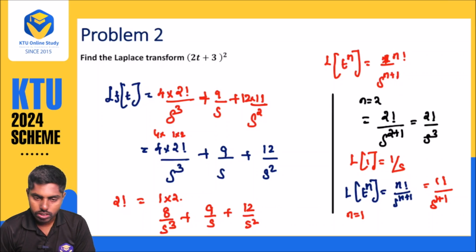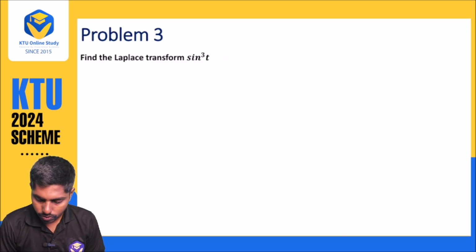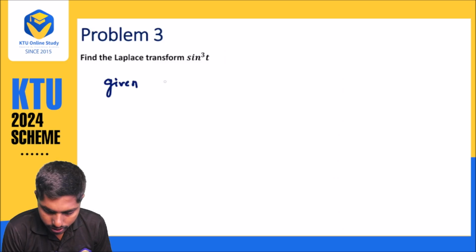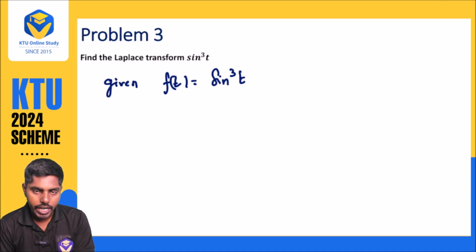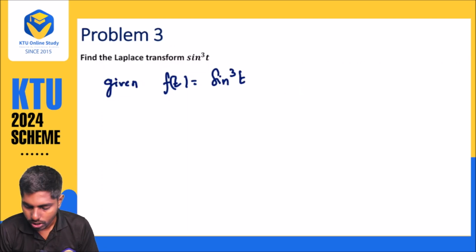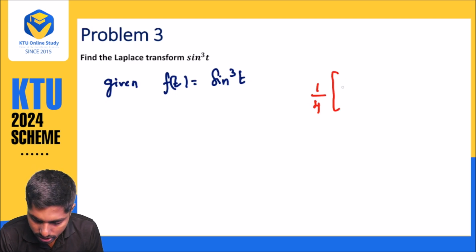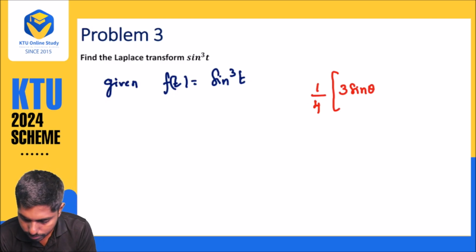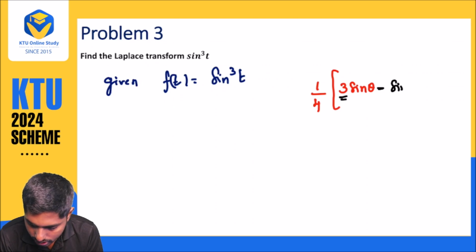Okay. Now we will go to problem 3. In problem 3, what have they asked? Find the Laplace transform of f of t equal to sine cube t. What do you know about sine cube t? There is a formula. What is the formula of sine cube t? That is nothing but, just consider 1 by 4 common outside. Now next thing is first 3 sine theta. First 3 is coming here and second 3 is minus sine, because of sine it is becoming minus sine 3 theta.